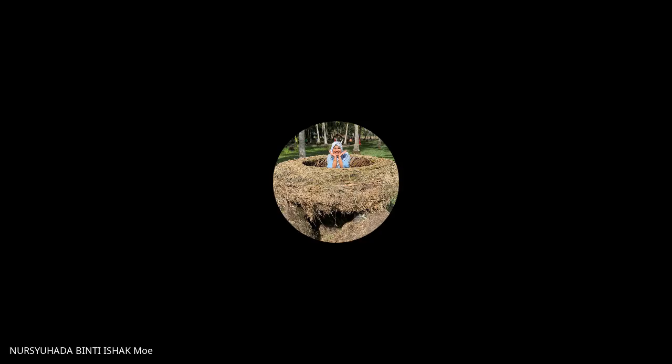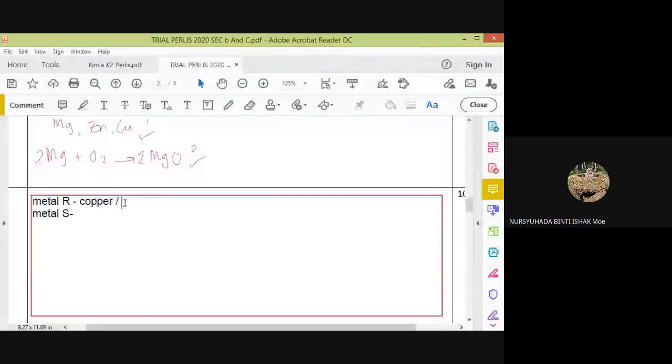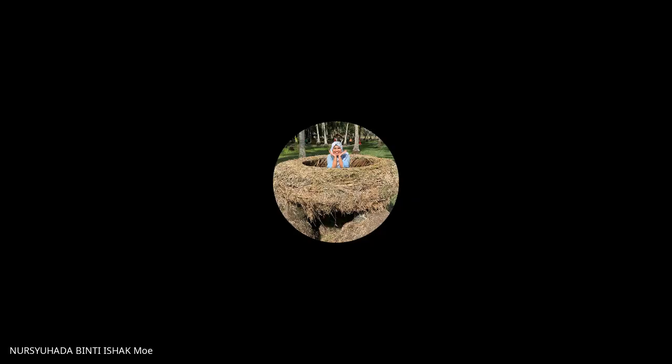So apa sahaja metal yang less than iron boleh. Contohnya copper, very good. Copper can. Other than copper? Okay, argentum or silver. Lagi? Apa lagi yang bawah daripada dia? Lead, pandai. Okay, next. How about S? S must be higher than iron. Apakah dia? Zinc. Zinc boleh. Magnesium also can. Aluminium also can.